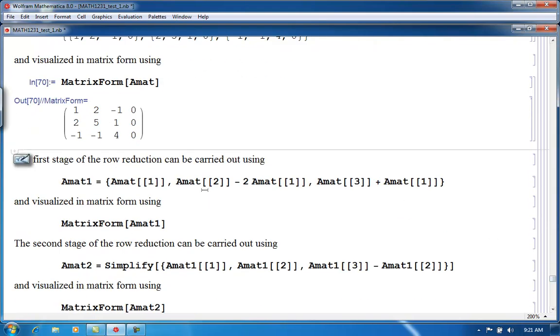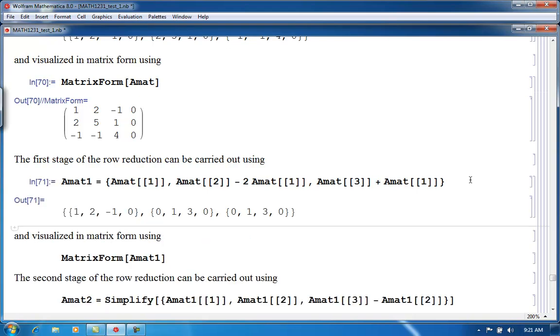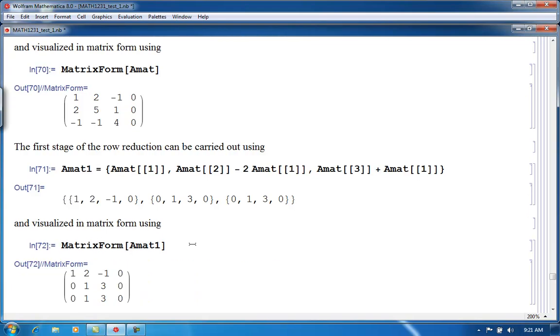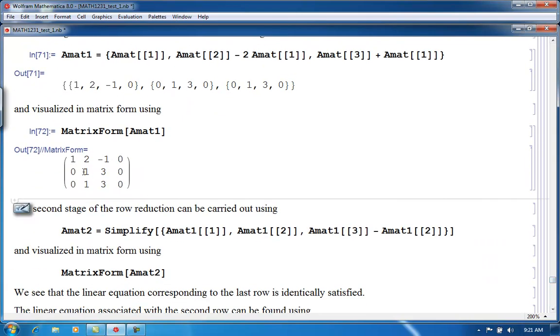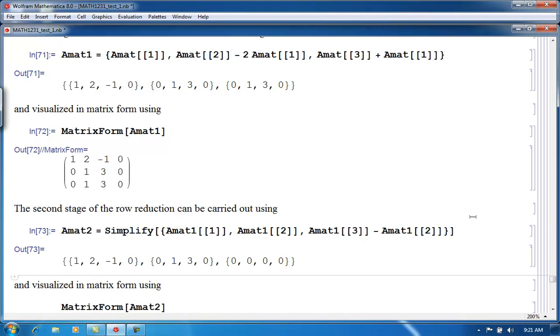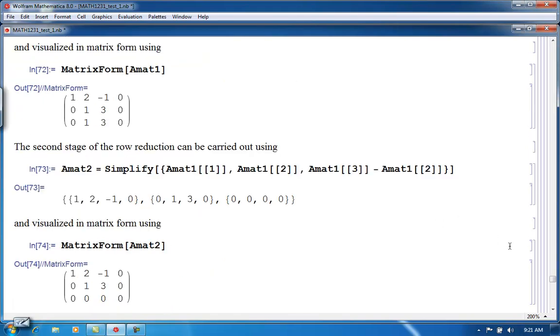The first stage of the row reduction we can carry out. We can subtract twice the first row from the second, to get a 0 here, and add the first row to the third. So we do that. And there it is as a matrix, and we can see that that is indeed the case. And now the second stage of the row reduction is we just subtract the second row from the third, leaving the first 2 unchanged, and of course that will give us a bunch of zeros in the last row, which we can see using this.